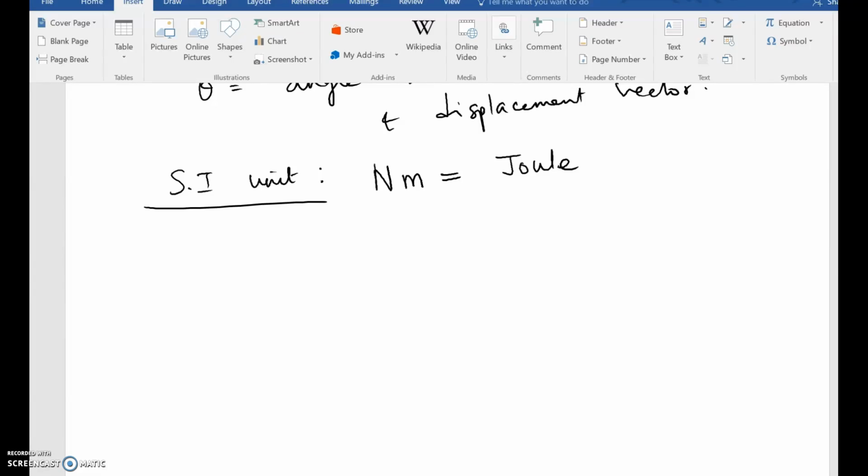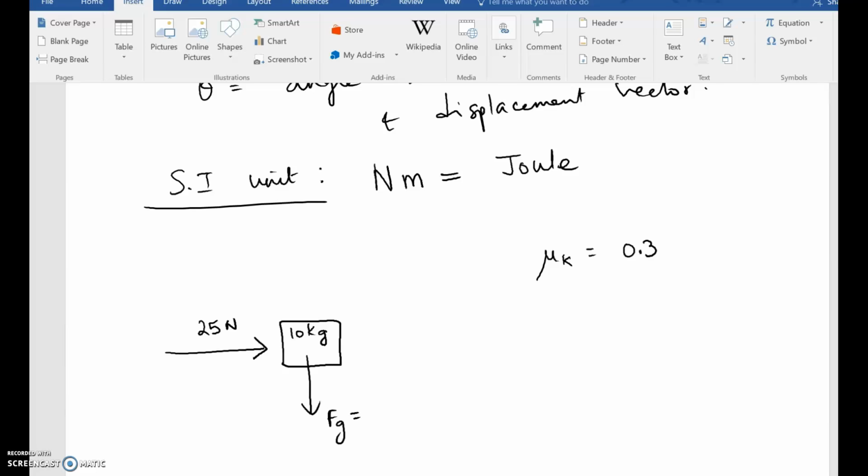So let's just do one example problem. We have an object that is sitting on the floor that is say 10 kilograms, and a person applies a force of 25 newtons on it, and it moves, and the coefficient of kinetic friction is, let us say, 0.3. So we know that the gravitational force is mass times 9.8, so therefore 10 times 9.8, which is 98 newtons. And because this box is not having a vertical acceleration, the normal force exerted by the floor on the box is also equal to 98 newtons.